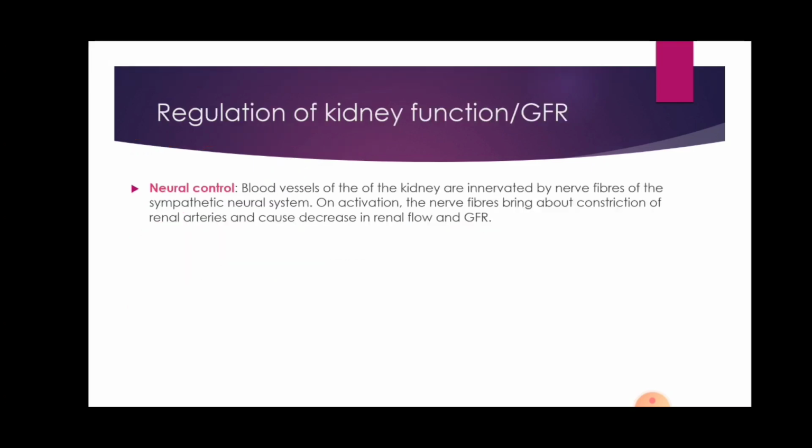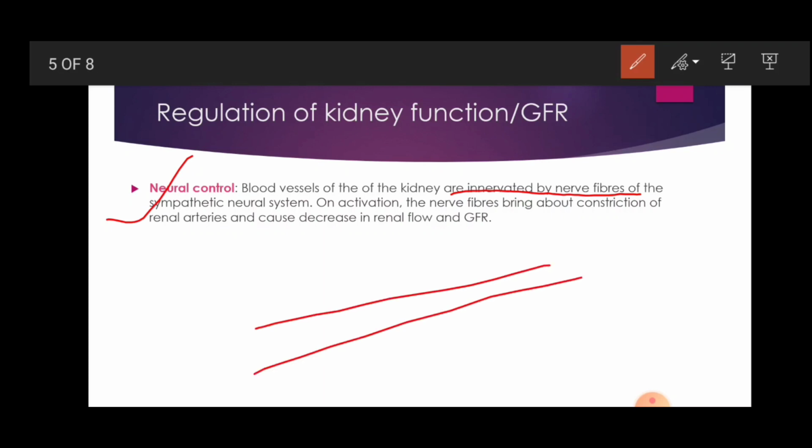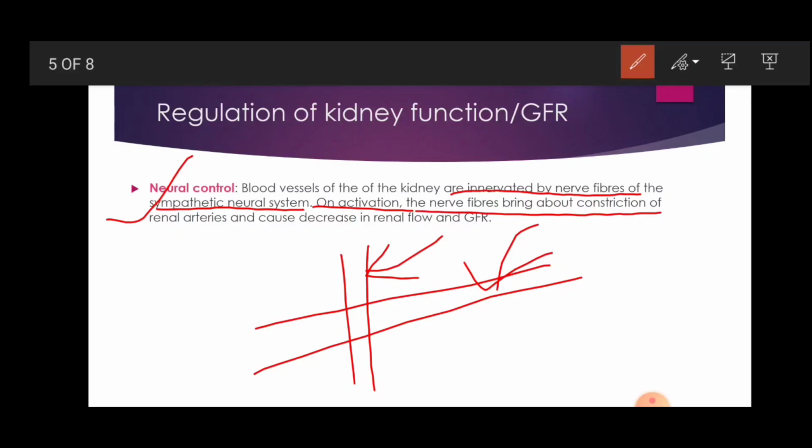Now let's see another mechanism of regulation of kidney function. It is neural control. Blood vessels of the kidney are innervated by nerve fibers. Means there are several blood vessels in the kidney and they are supplied by the nerve fibers of the sympathetic nervous system. On activation, the nerve fibers bring about constriction of renal arteries, which causes a decrease in the renal blood flow, and the GFR is brought to normal or GFR is restored.